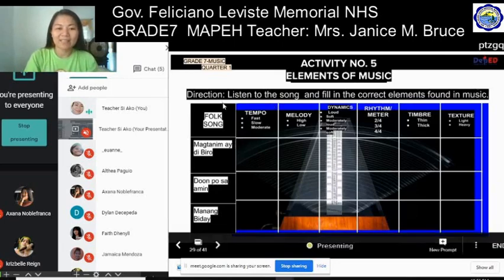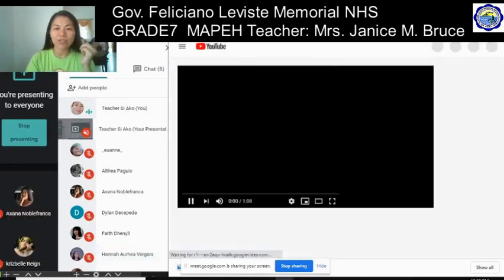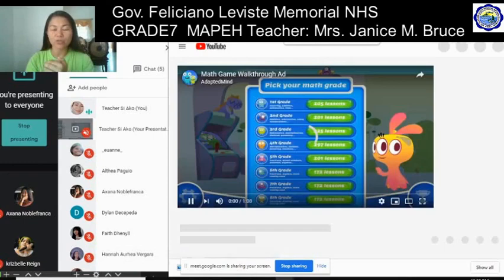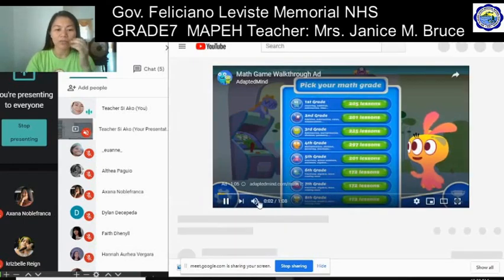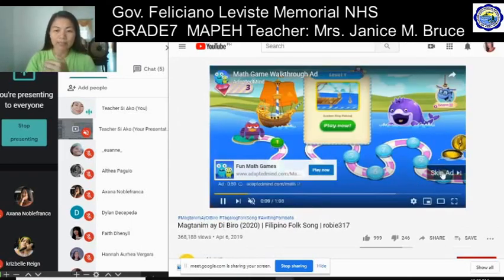So, all right. So we have to listen to the song, and then right after we will fill in the correct elements found in music. Say the tempo, the melody, dynamics, rhythm, the timbre, and the texture. Okay. So each of those elements has descriptions. So you just have to choose which one is best for each song. Okay, first song is Magtanim Ay Di Biro. Okay, let's watch and answer on your virtual board. So as you hear the music play, you can start answering your virtual board and fill it in inside the chart. Okay, let me play the song.